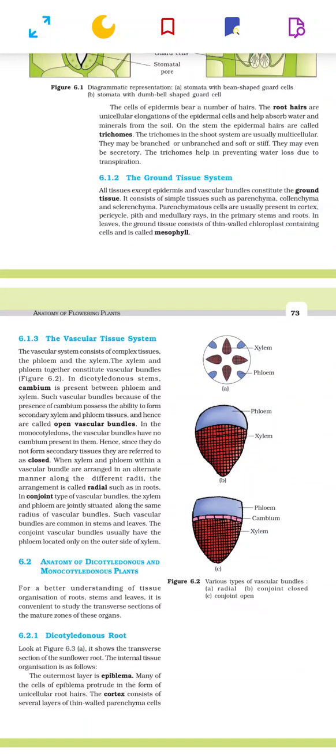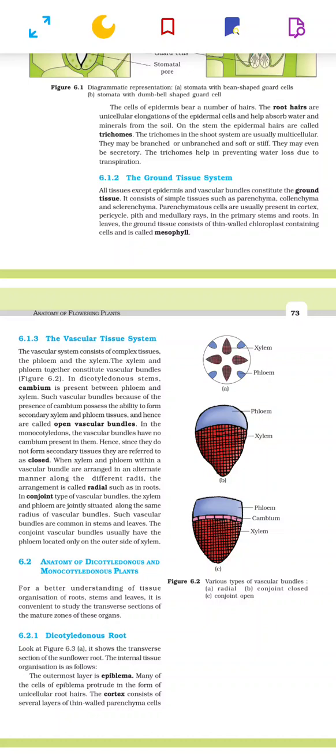The vascular tissue system. The vascular system consists of complex tissues such as the phloem and the xylem. The xylem and phloem together constitute vascular bundles. In the dicotyledon stem, cambium is present between phloem and xylem.